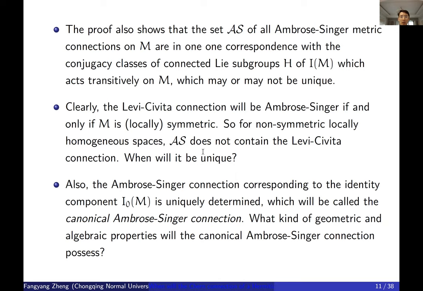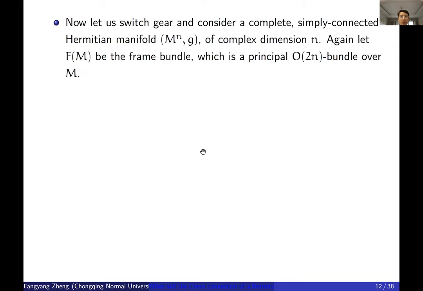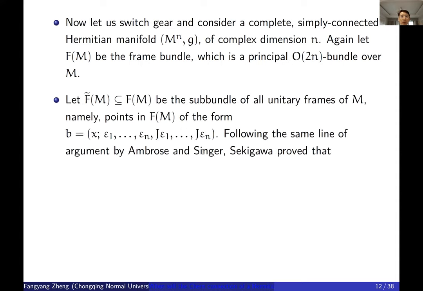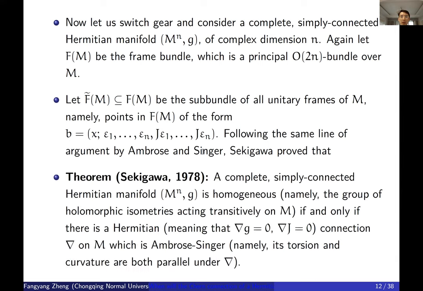But we didn't really know much about it. Maybe in the literature, maybe in the old times people studied it, but we didn't know anything. If you're in the Hermitian case, then you can just go from O(n) to U(n), and everything goes parallelly. The mathematician Sekigawa, in the 1970s, had this generalization of Ambrose-Singer to the Hermitian case. The conclusion is exactly what you think it should be: on a Hermitian manifold, having a Hermitian connection that is Ambrose-Singer holds if and only if it is Hermitian homogeneous. Here I will sometimes say the word locally homogeneous. I mean that in a stronger way, meaning that the universal cover is homogeneous.